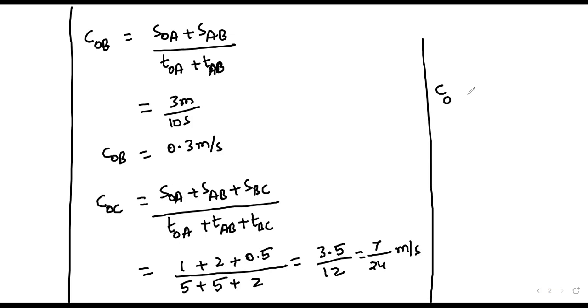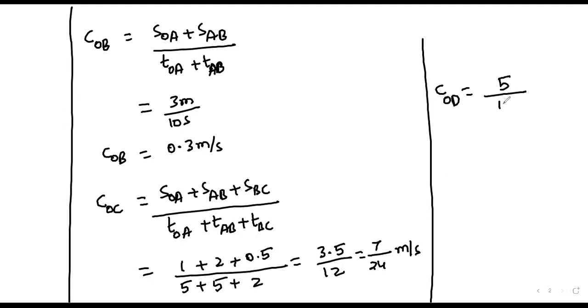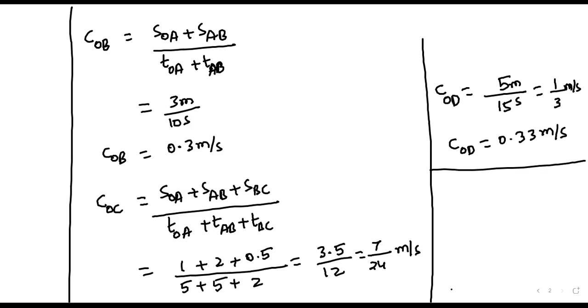Speed of OD. Speed of OD means the total distance only. 5 meters. Total time 10 plus 5, that is 15. That is 5 by 15, 5 meters in 15 seconds. So it is 1 by 3 meter per second. Approximately we have 0.33 meter per second. Like this, we'll find the speed.